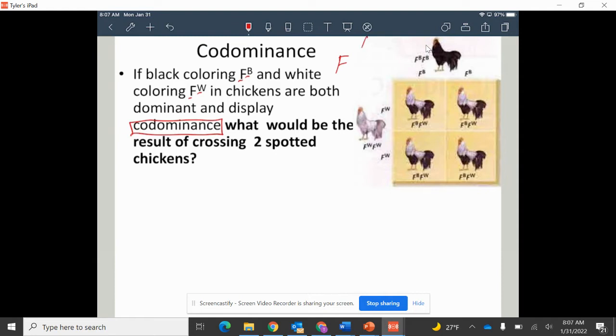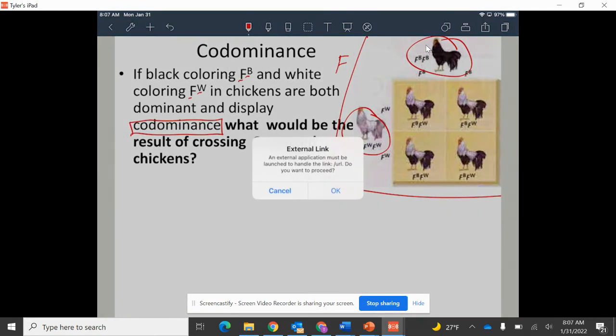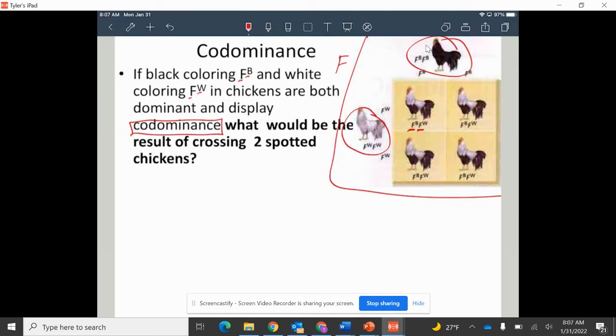So in our example here, we crossed a white feathered chicken and a black feathered chicken. And what do you get? Well, instead of getting gray like you would have in incomplete dominance, you get chickens that have both black feathers and white feathers because they have both of those alleles. They have a black allele and a white allele there. So you get black and white both being expressed. They're both dominant. They both want to be expressed. But what if we crossed 2 of these spotted chickens? What if we cross 2 of these guys?